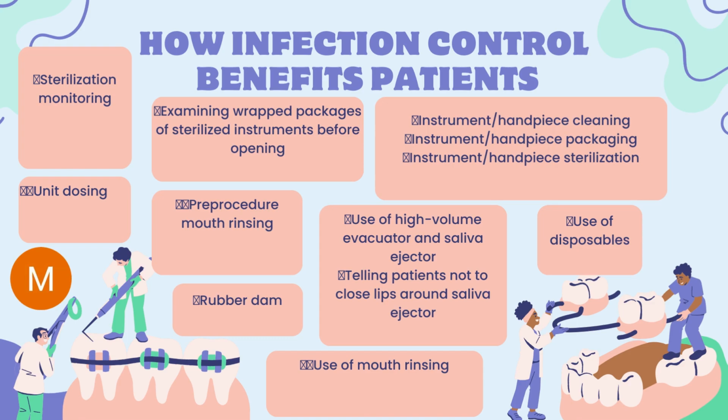Telling a patient not to close the lips around the saliva ejector. This can cause backflow into the patient's mouth. The use of a rubber dam. This reduces exposure of patients to microbes in the dental water unit and reduces the chance of microbes entering root canals during endodontics. The use of disposables. This is one of the easiest ways that we can prevent cross-contamination. When you're done with it, you throw it away.